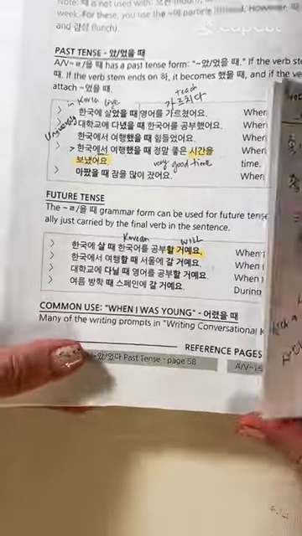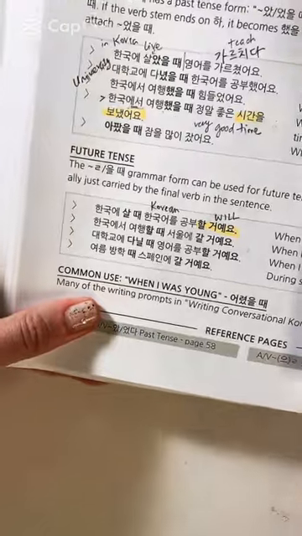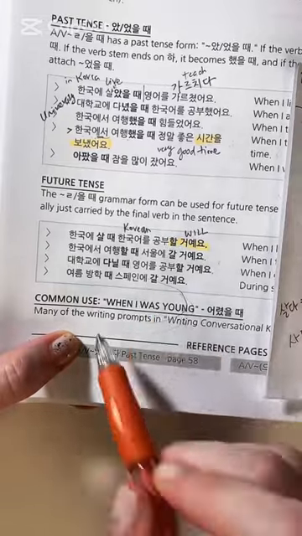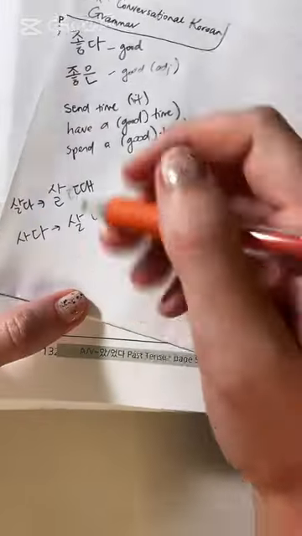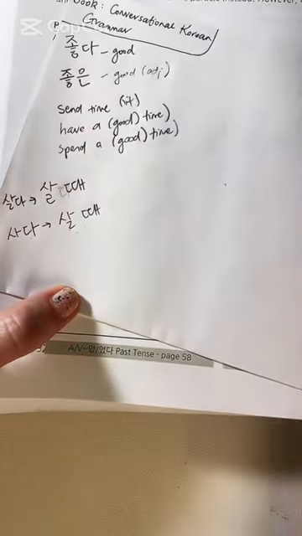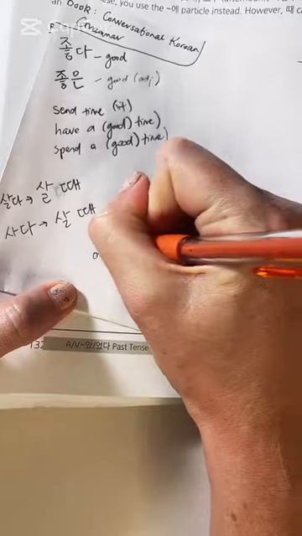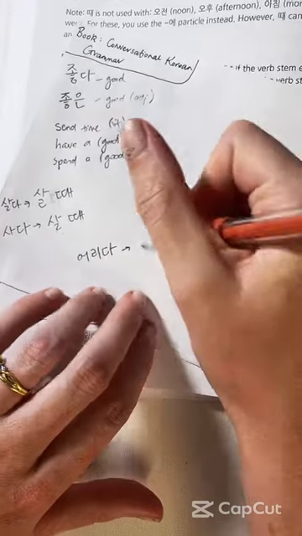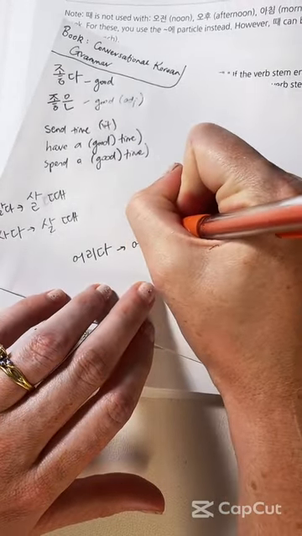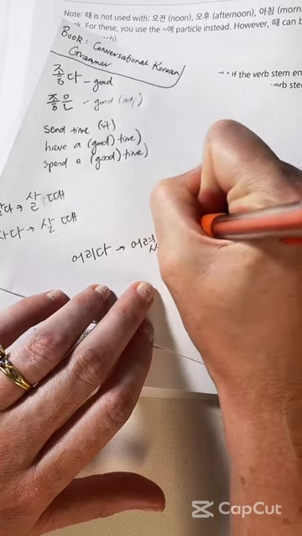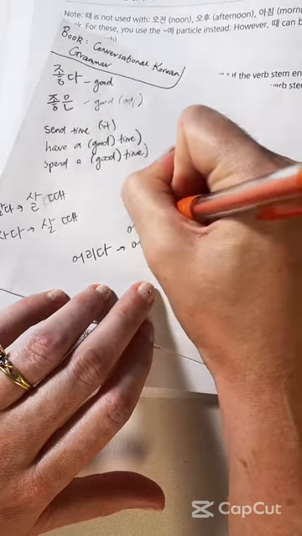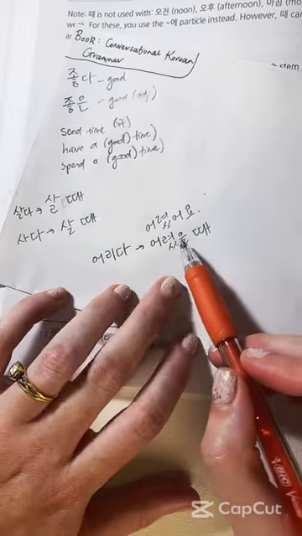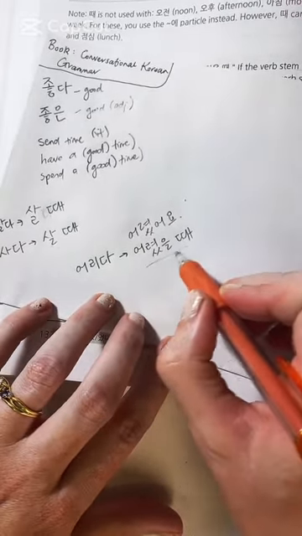Okay, I want to talk about this a little bit. A really common use of this grammar form is in making sentences like this: when I was young. This is a very useful little expression to know when talking about your life and your experiences. The verb to be young is 어리다. 어리다 means to be young. And when it conjugates, you go 어렸을 때. 어렸어요 is the past tense. 어렸을 때 is 을 때 in the past tense. So 어렸을 때 means when I was young.